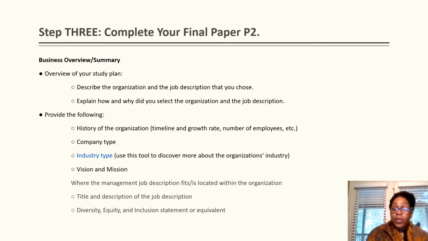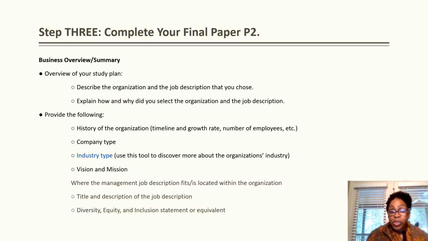Now here's the business overview, and you'll have a heading for business overview. Within the business overview, you're going to describe the organization and the job description that you chose. You'll explain how and why you selected this particular position and company. All of this is just the initial information that's necessary to help your reader become a little bit more acquainted with the company and the position that you selected, and helping us to understand how and why you made the selection that you did.